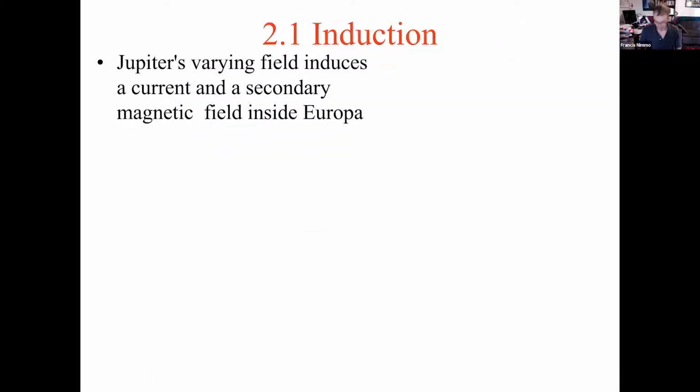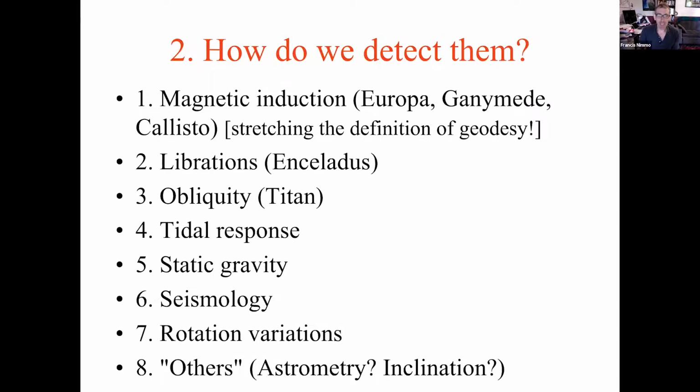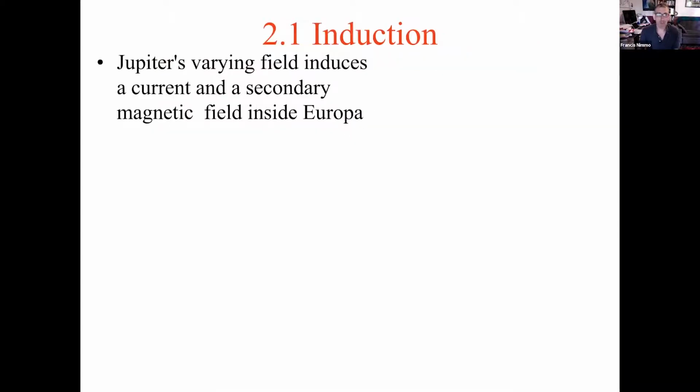The very first one, it's not really what I would call a geodetic technique, but it's very powerful. The basic idea is that Jupiter's magnetic axis is offset from its rotation axis. And so as Jupiter spins, Jupiter's magnetic field gets swept around. And so a body like Europa experiences a changing magnetic field. And if Europa is conductive, then that changing external field induces currents which produce a secondary, induced field inside Europa.